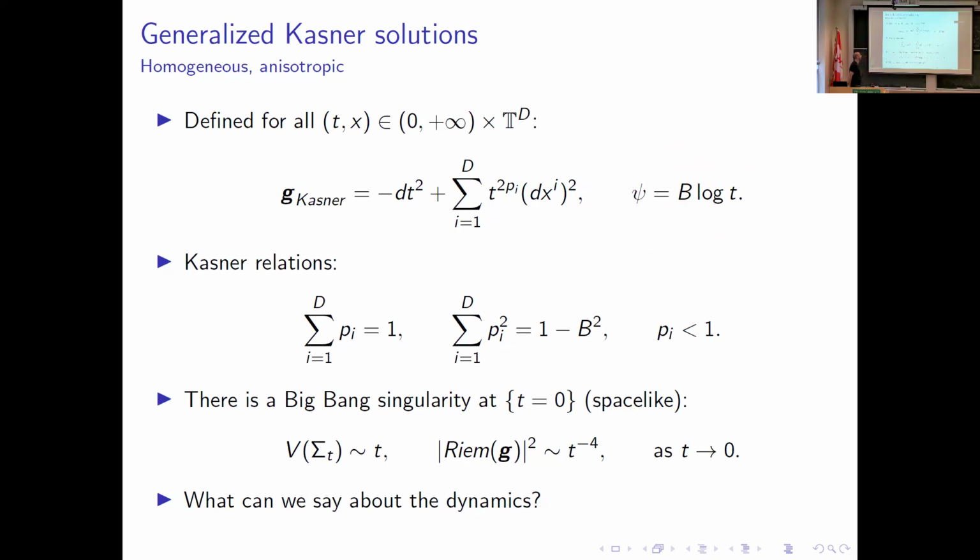These parameters, the pi's and b, which are constants, have to satisfy these algebraic restrictions. Pi is less than 1. So otherwise, you get the 1, 0, 0 degenerate case, which doesn't have singularity. And okay, this is defined in the half line, and as t goes to 0, as we heard before, there's a curvature singularity, so things diverge. And the main question is, what can we say about the dynamics of this singularity?